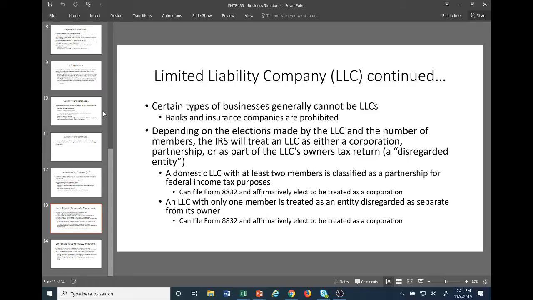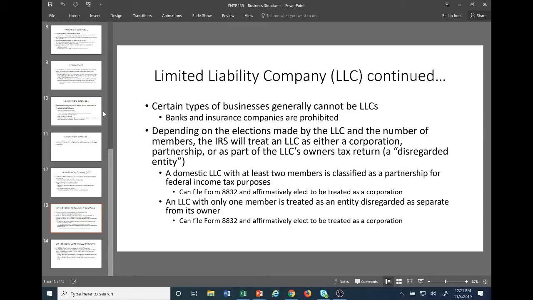Depending on the elections made by the LLC and the number of members, the IRS will treat the LLC as either a corporation, a partnership, or part of the LLC owner's tax return, which is a disregarded entity. So a domestic LLC with at least two members is going to be classified as a partnership for federal income tax purposes. They can file Form 8832 and affirmatively elect to be treated as a corporation as opposed to an LLC. So that's that first line when we were talking about the different forms of organizations. If they elect to be a corporation, that's the form they would use.